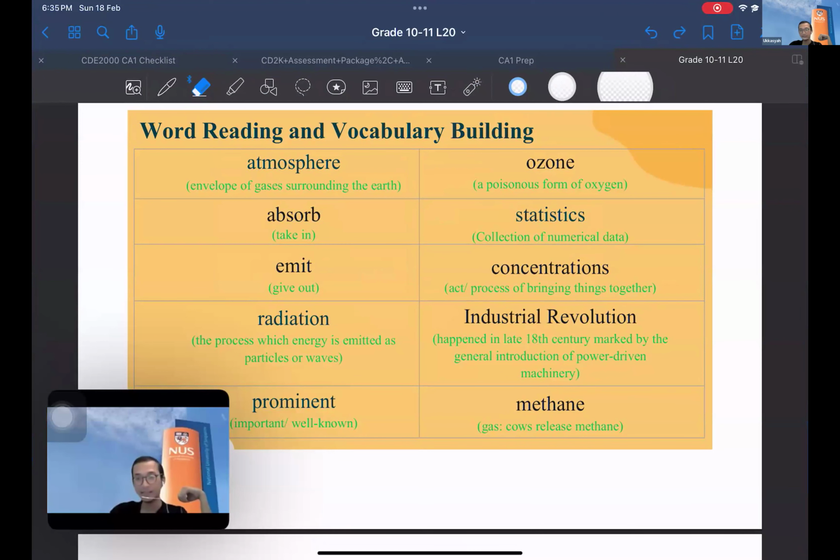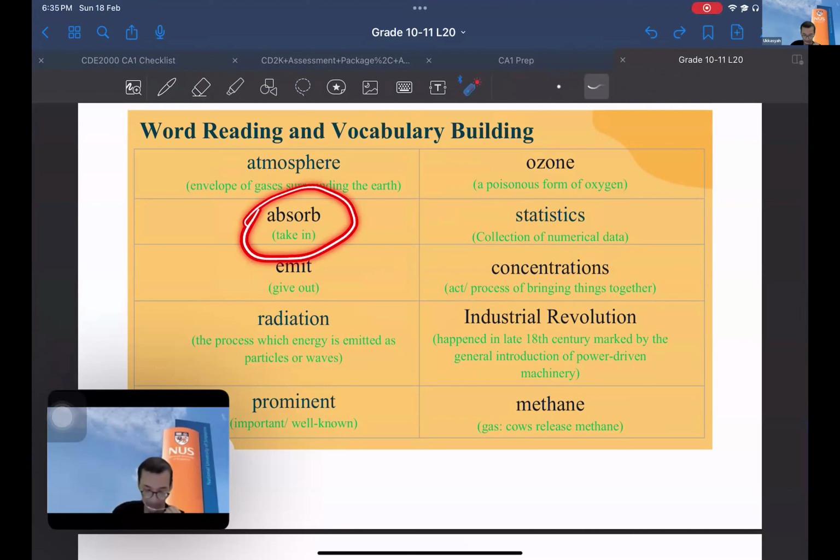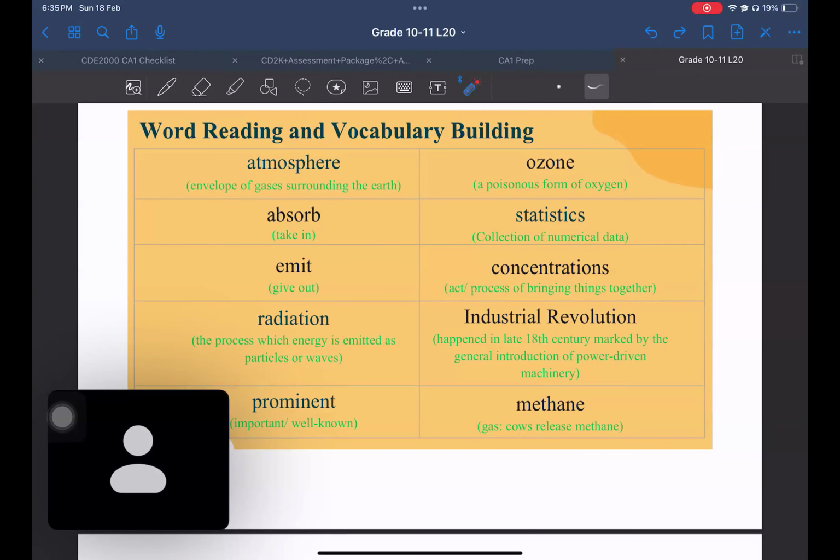All right, that's ozone. A type of gas, a poisonous form of oxygen. Next is absorb. Absorb is, I believe, quite a common word. Basically it just means take in. Maybe a creative way to use absorb is pressurized gas. Take in something.